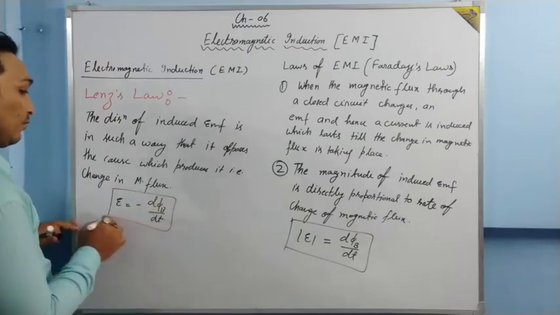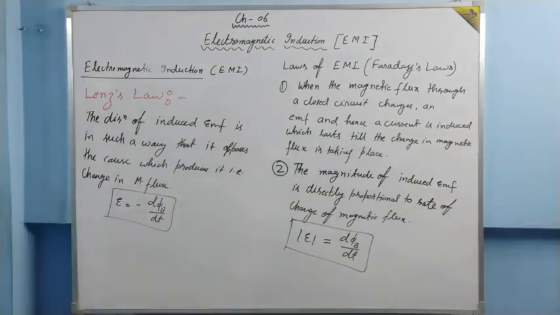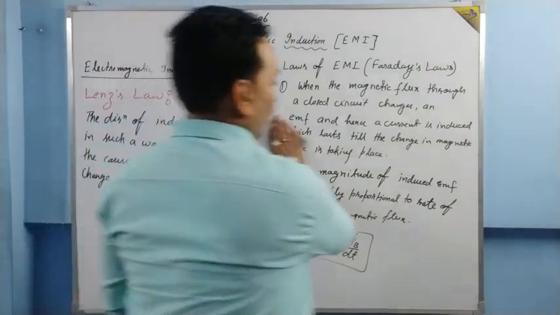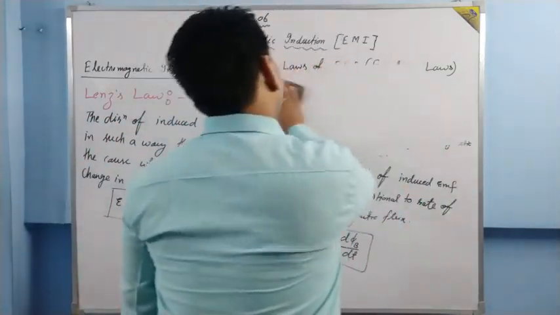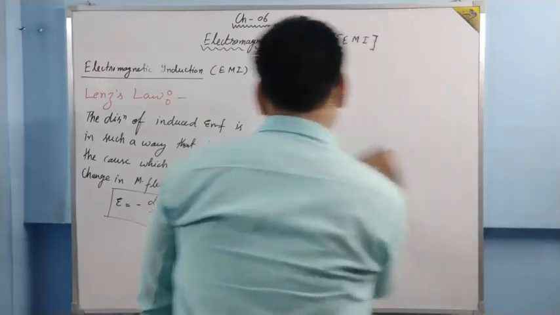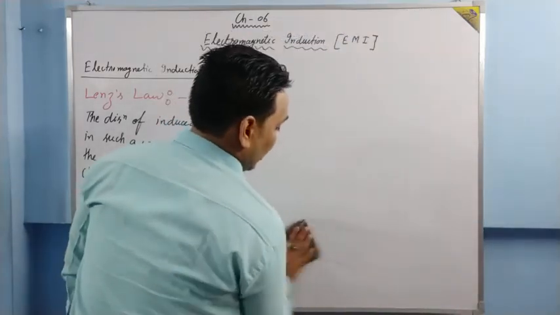What does it mean? Let us understand this. This is, you can say, the soul of this chapter. This particular thing, E is equal to minus d phi B by dt, and this first statement, these are the soul of this chapter. Without these two statements, this chapter cannot be understood. Let us understand what it means.